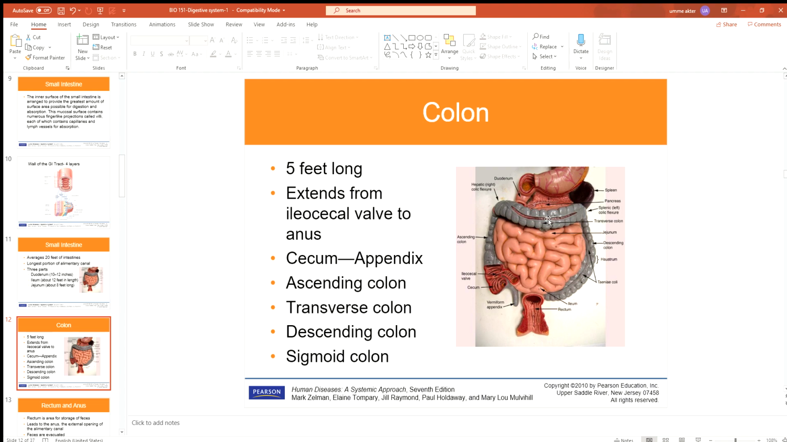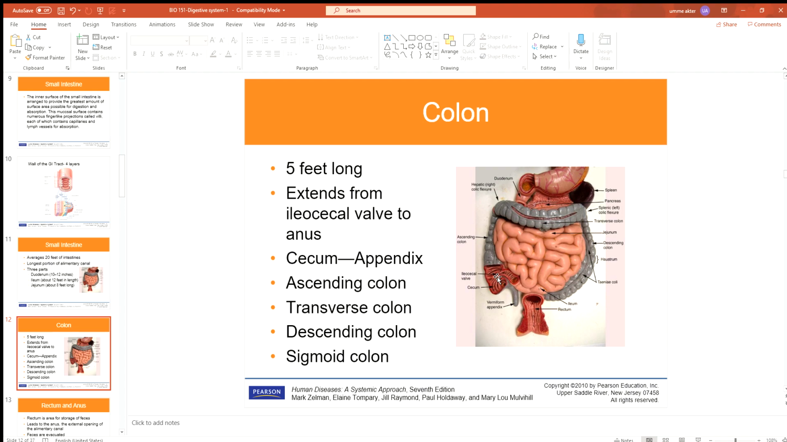Now, the colon is about 5 feet long. It's much shorter than the small intestine, right? And it extends from here. This is called the ileocecal valve. Why? Because this is the end of the ileum and this is the beginning of the cecum. So the ileum, the last part of the small intestine, ends into the cecum. There is a valve here, right? So that is the ileocecal valve.